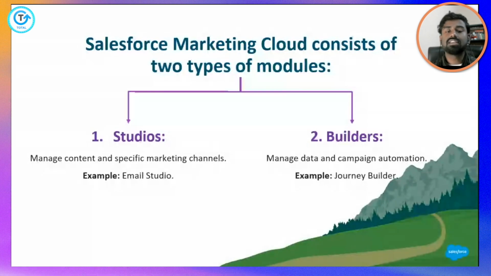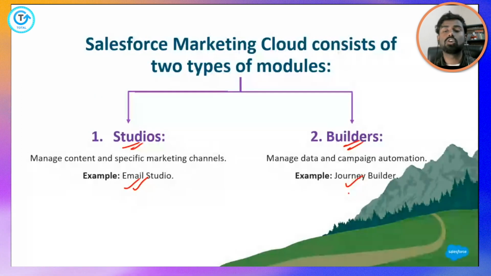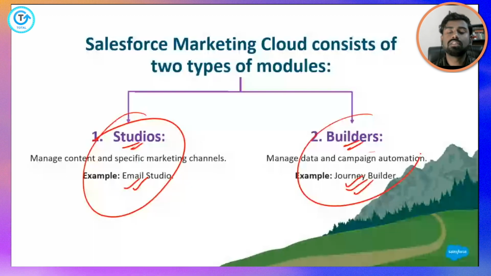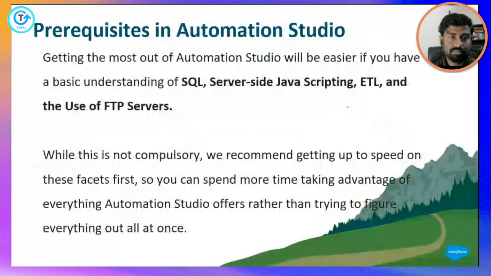So as I suggest, there are studios and there are builders. Studio means email studio, automation studio, mobile studio, and there are many more studios. Journey Builder, Content Builder, Contact Builder: these are all part of the builders. So first I will focus on the studios, and then I will discuss some of the builders in the upcoming sessions.